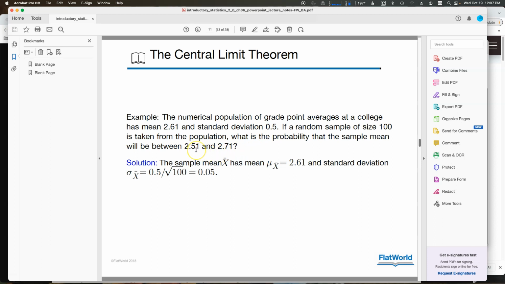So what are the chances I'm going to be within a fifth of a standard deviation away from the mean? Well, again, the sample mean we already know: it's the same as the population, 2.61. The standard deviation of the sample is going to be the standard deviation of the population divided by the square root of the sample size, 100. And we're going to see that there's a 5% chance. Not too surprising, because it is actually pretty close to the mean.